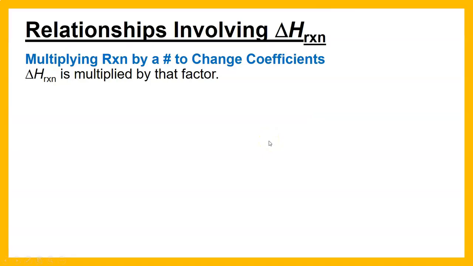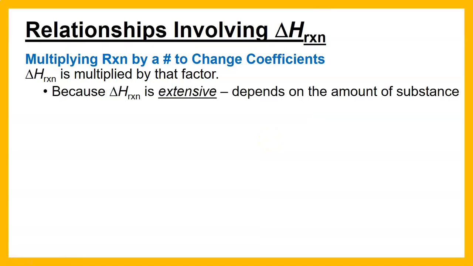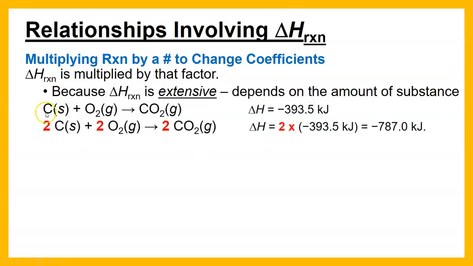Enthalpy depends on the quantity of material. So if instead of 1 mole of something, I have 2 moles, my enthalpy is going to change. So you can see here, if I have 1 mole of carbon, 1 mole of oxygen gas to make 1 mole of carbon dioxide, this is the amount of energy that's involved. But instead, if I had 2 moles of carbon, 2 moles of oxygen, 2 moles of carbon dioxide being made, I'm going to get twice that amount of energy being released, which makes sense.